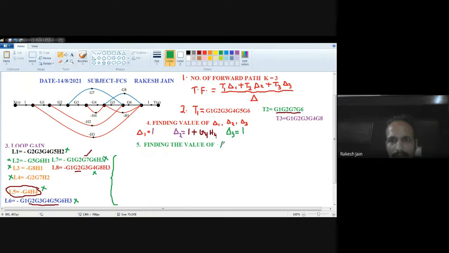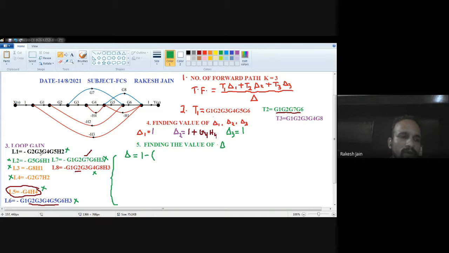Now what is the formula for finding the value of del? We know the basic formula, that del will be equal to 1 minus the sum of all the loop gains, then plus the sum of all the products of two non-touching loops, then three non-touching loops, and so on. Okay, so first of all, the sum of all the loop gains.